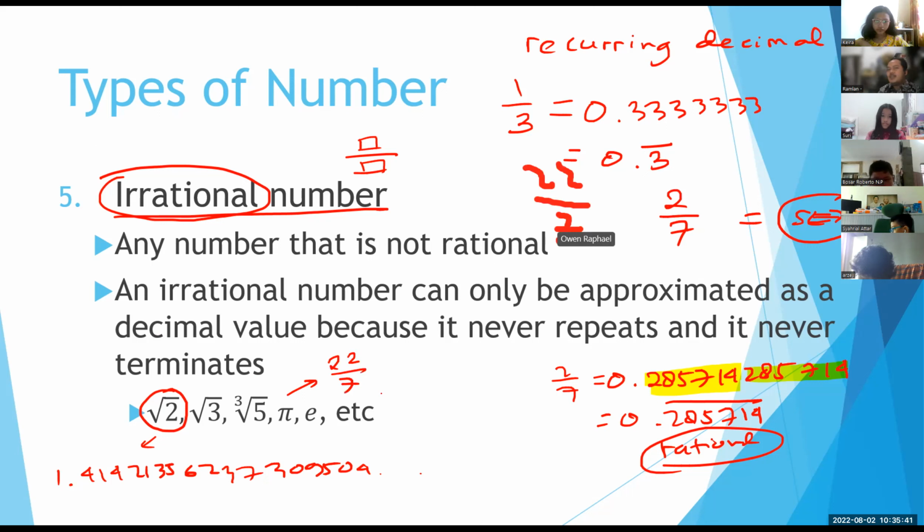But the question is, is 22 over 7 rational? Okay, so that's a contradiction, right? Because I said that pi in here is an irrational number, but you said when you were in elementary school, pi is 22 over 7, in which 22 over 7 is actually, is it a rational or irrational number, guys?